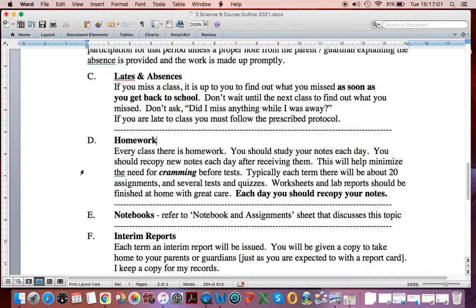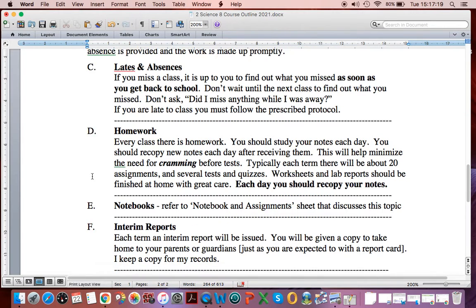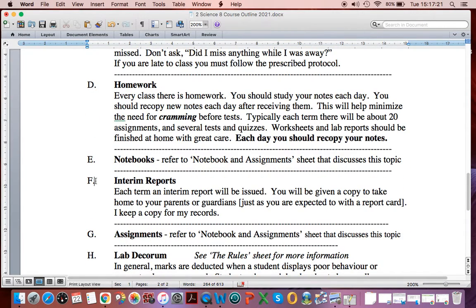Every class you will get homework. This involves doing new assignments and also studying your new notes. Studying your notes may involve recopying your notes. It's shown that if you recopy your notes the same day you get them, you will retain a lot more than if you do not recopy your notes.